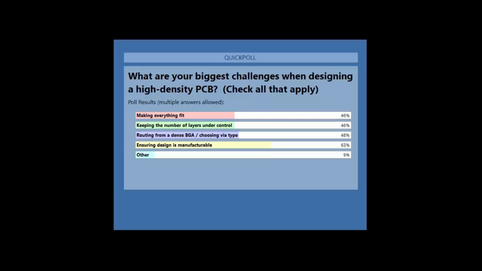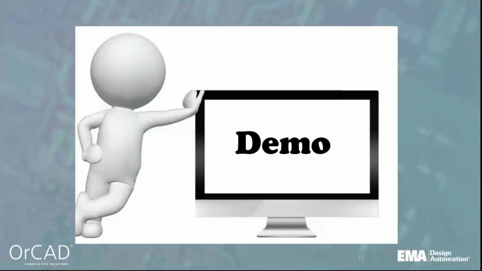Thank you, Jeff. And 63% of you had agreed that ensuring your design is manufacturable is one of the biggest challenges. So that just stresses the importance of communicating with your manufacturers to make sure that you know what you can and cannot do when designing these high-density PCBs. So with that being said, I'm going to pass the screen over to Sue, and she can start our demo.